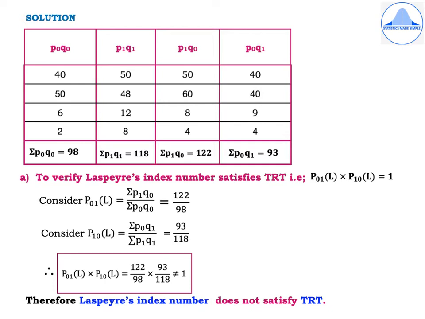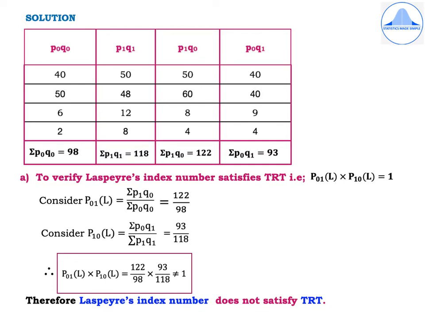So P0 Q0 values are 40, 50, 6, 2. Summation P0 Q0 is equal to 98. P1 Q1 values are 50, 48, 12 and 8. Summation P1 Q1 is equal to 118. P1 Q0 values are 50, 68 and 4, and summation P1 Q0 is equal to 122. P0 Q1 values are 40, 49, 4, and summation P0 Q1 is equal to 93.